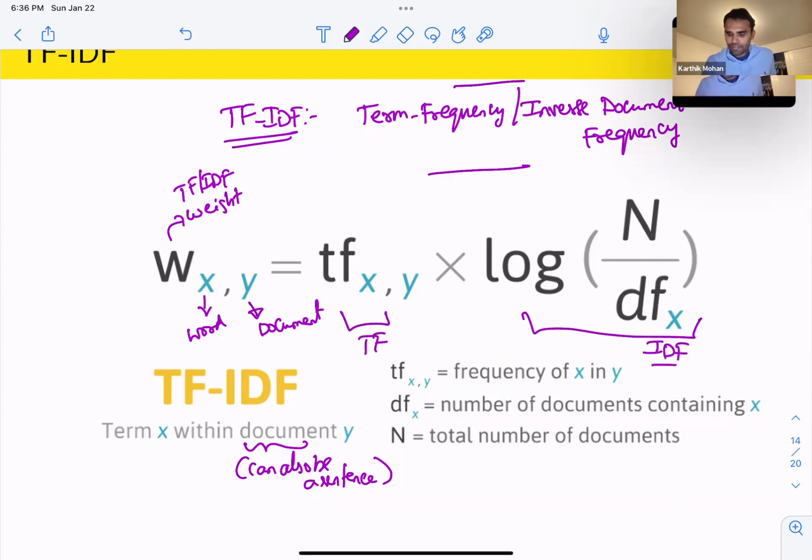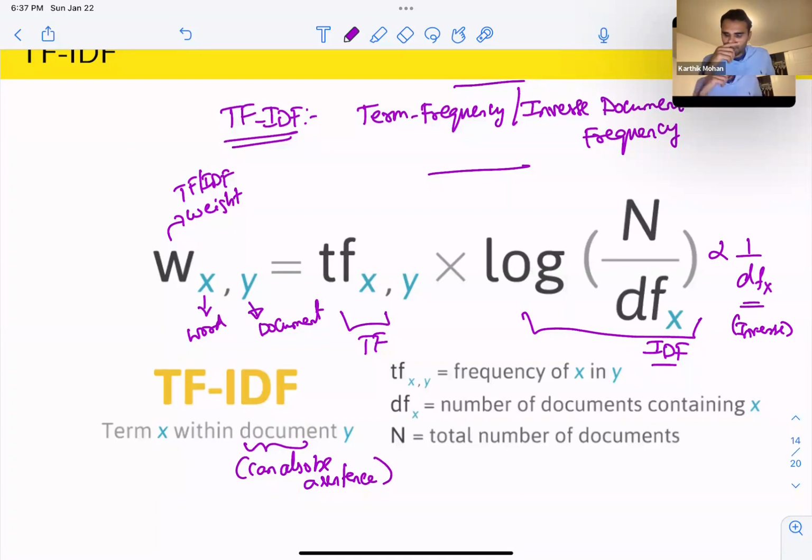If you just parse this, IDF is inversely proportional to the document frequency. That's why it's called inverse document frequency. As you can see, this is proportional to 1 over document frequency. There's an inverse relationship here. So why is this weighting scheme important? Well, if a word shows up very frequently across documents, maybe it's not so important.